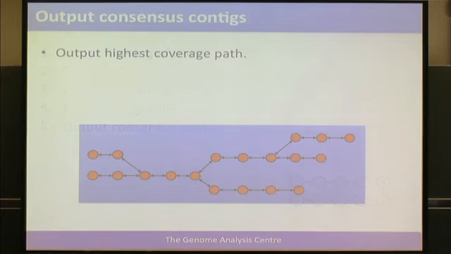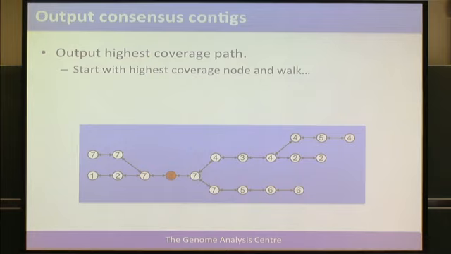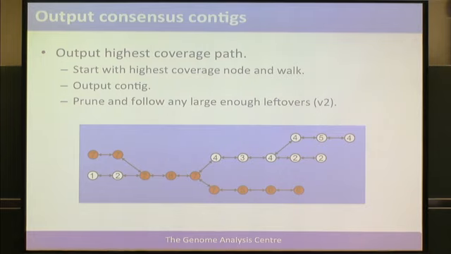Having found the subgraphs, we then output consensus contigs for each subgraph. Here we do start to use the coverage again. We mark the coverage of every node, and we pick the highest coverage node in the subgraph, and then we walk in either direction, following the highest coverage path. Wherever there's a bifurcation, we follow the highest coverage path, and we grow this path through the graph. Then we output a contig which represents that path, and that's our consensus contig for that subgraph. We then remove that from the graph.